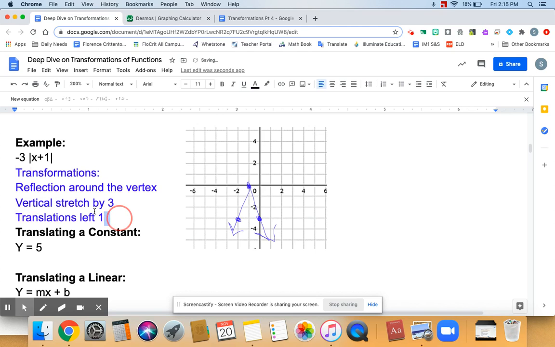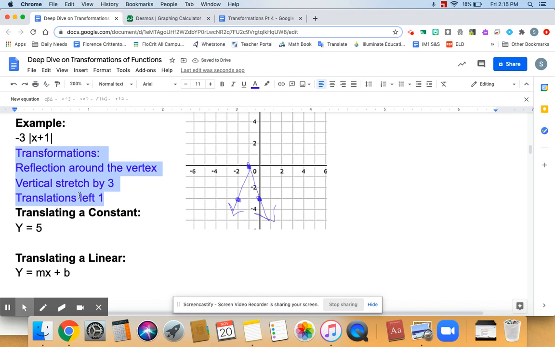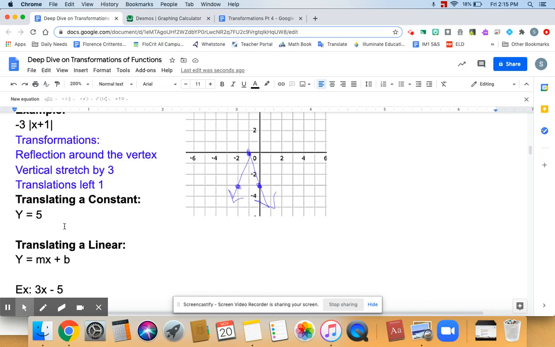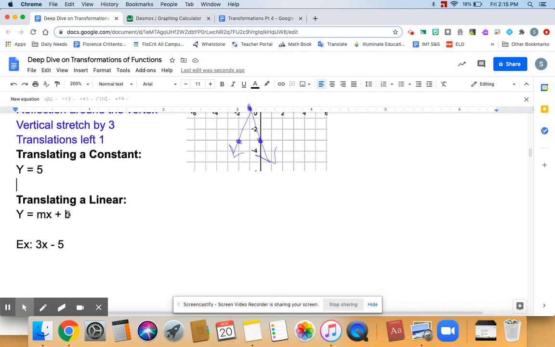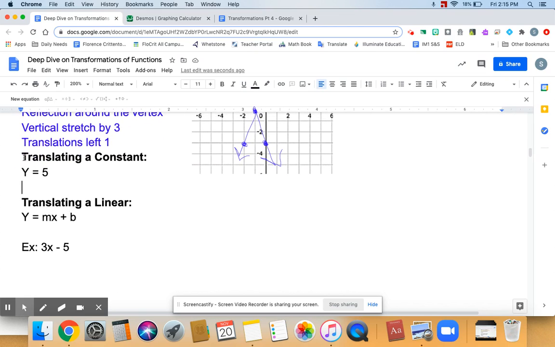That's the gist of what you've learned, everything so far. We skipped some of the 7 parent functions I first taught you. I never made you practice translating a constant or a linear. So here's the thing about translating a constant.